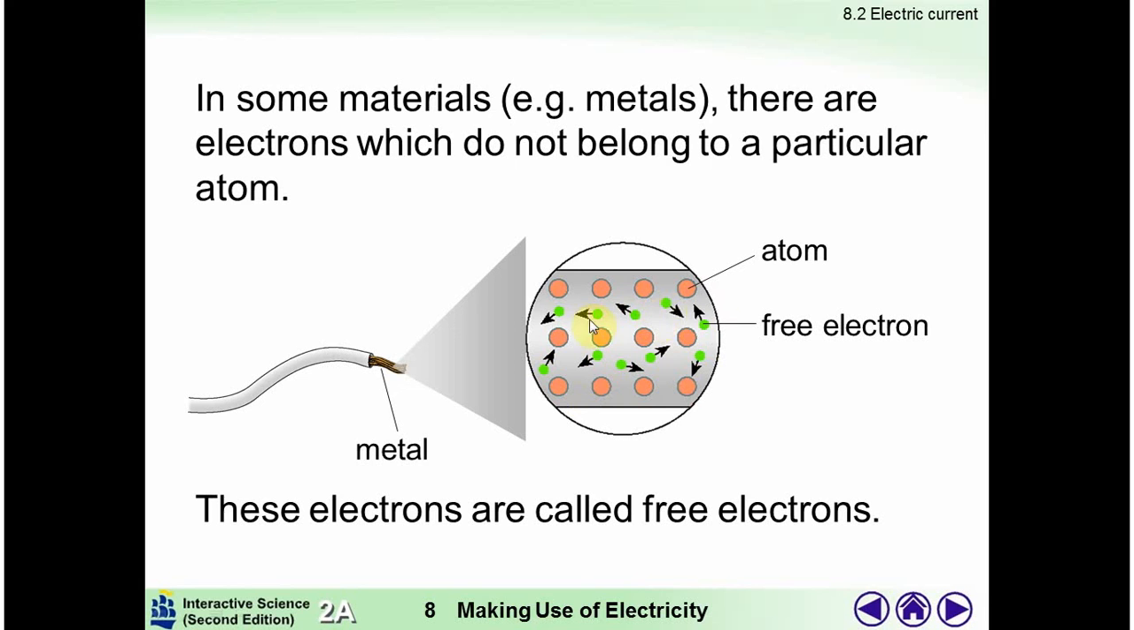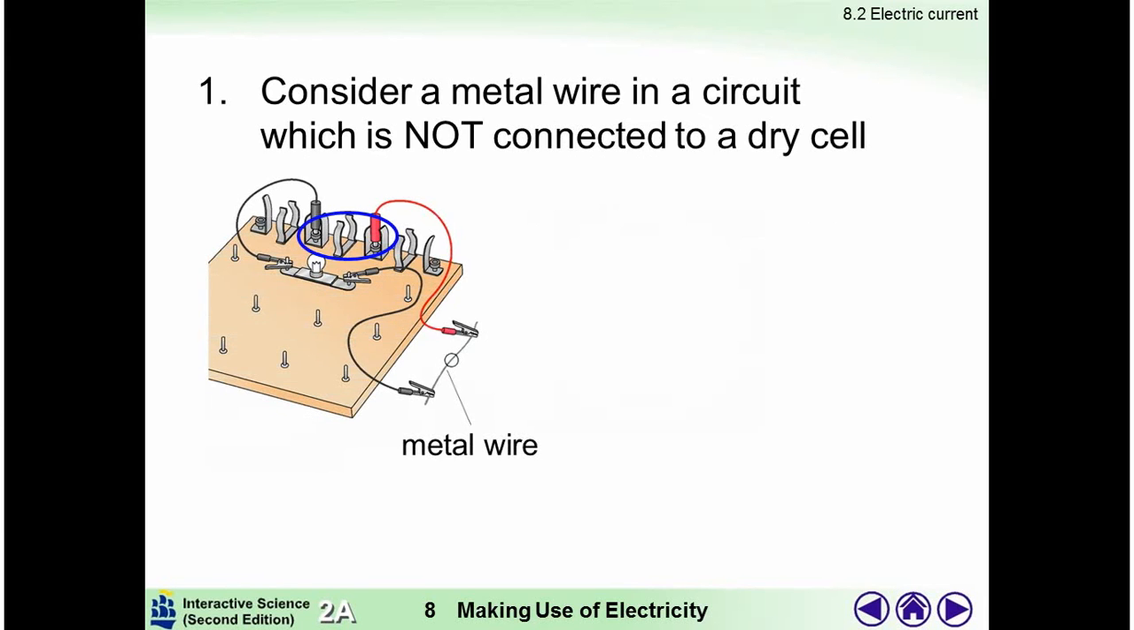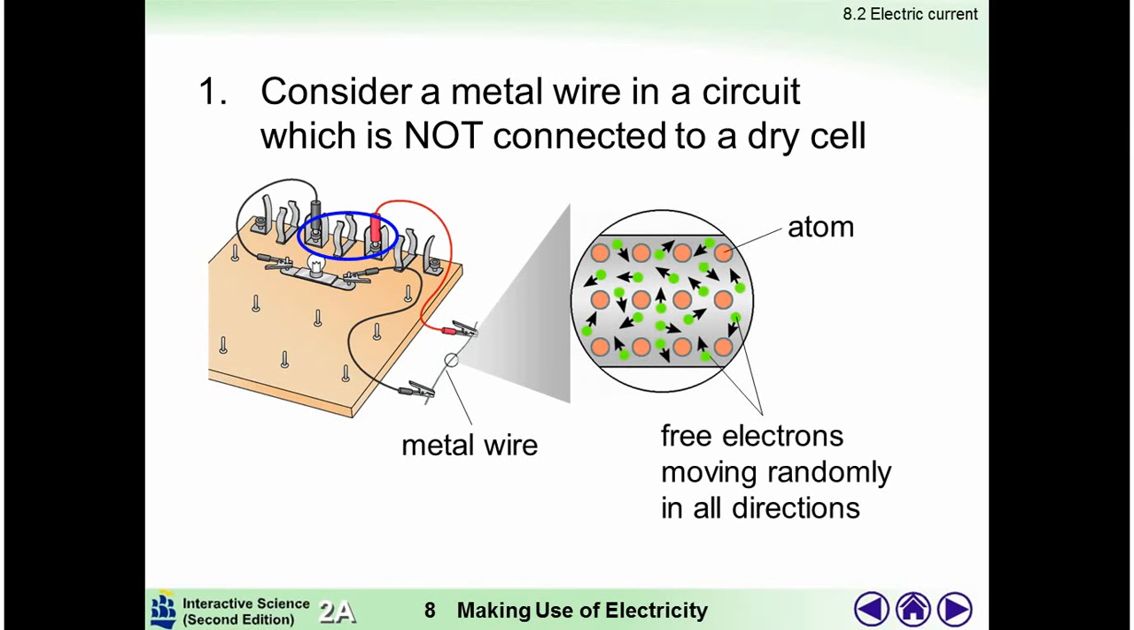Those electrons, we call them free electrons. They are free to move in a material. Nonmetals have no free electrons. Now, let's consider a metal wire in a circuit which is not connected to a dry cell. We found that the free electrons move randomly in all directions.